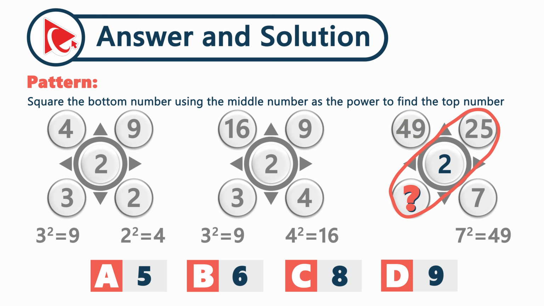And you know what time it is? It's the magic time to calculate the missing number. The only number that in power of 2 gives you the result of 25 is 5. So the correct answer here is choice A, 5.